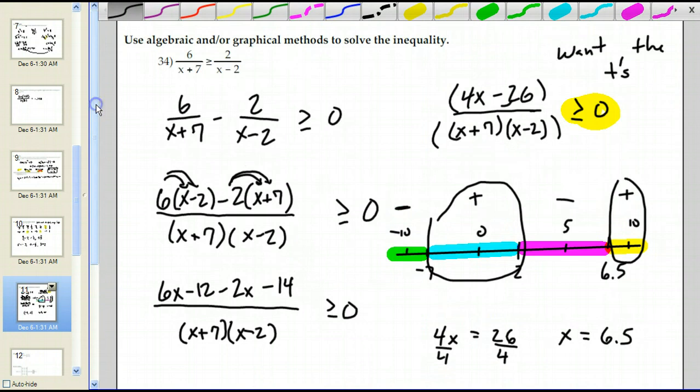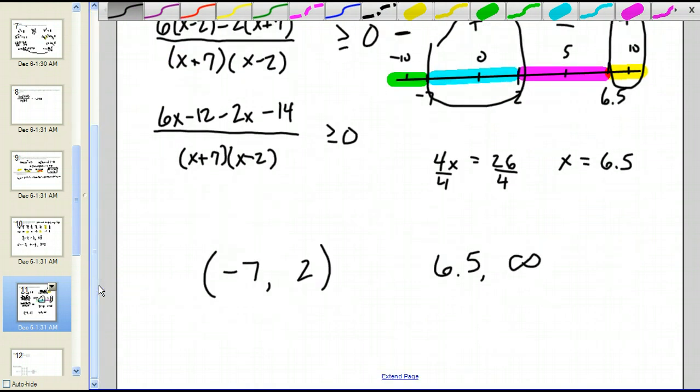Alright, but 6.5 is okay. 6.5 doesn't cause division by 0 anywhere. It causes 0 up top, but not division by 0. So 6.5 will get a bracket. And then the infinity symbol always gets parentheses. And then put a union symbol in the middle. Don't forget that union symbol. You'll get a point or two taken off if you forget it. Alright, so there's our answer to do that.